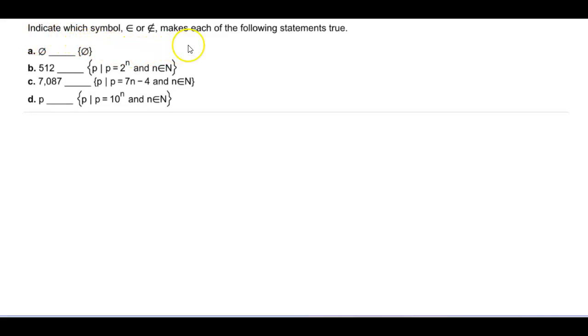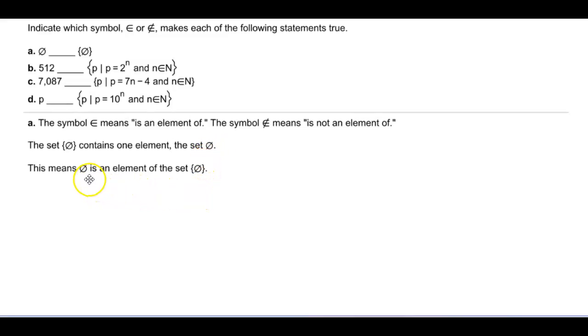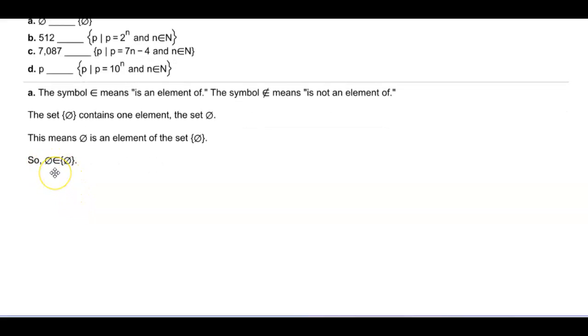Indicate which symbol makes each of the following statements true. Now, recall that this symbol means "is an element of," and the following symbol means "is not an element of." So if we take a look at A, it says the set that contains the empty set contains one element, which is the empty set. Now this means that the empty set is an element of the set. Therefore, we would say that the empty symbol is an element of that set.